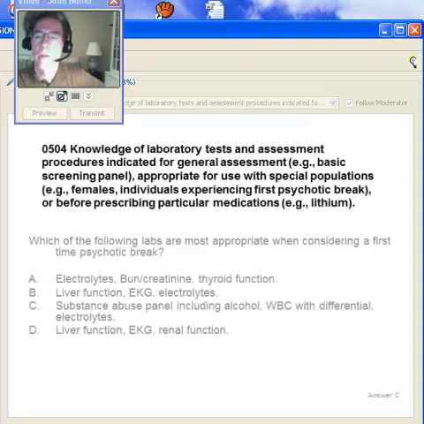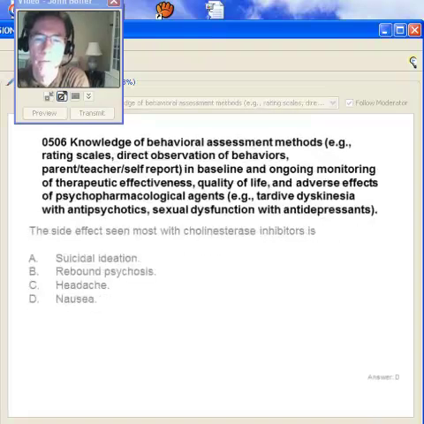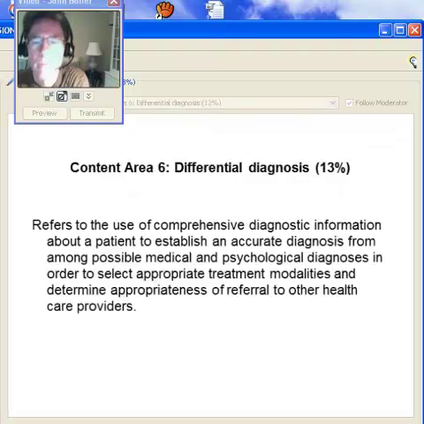And this is for basic screening and appropriate use of the special populations, females experiencing first psychotic breaks, etc. What do you want to do? You're going to do substance abuse panel, including alcohol. WBC and differential electrolytes. And we'll come to that. I'm going to just skip all through this, and you can look at all these because I really want to show you all the content.